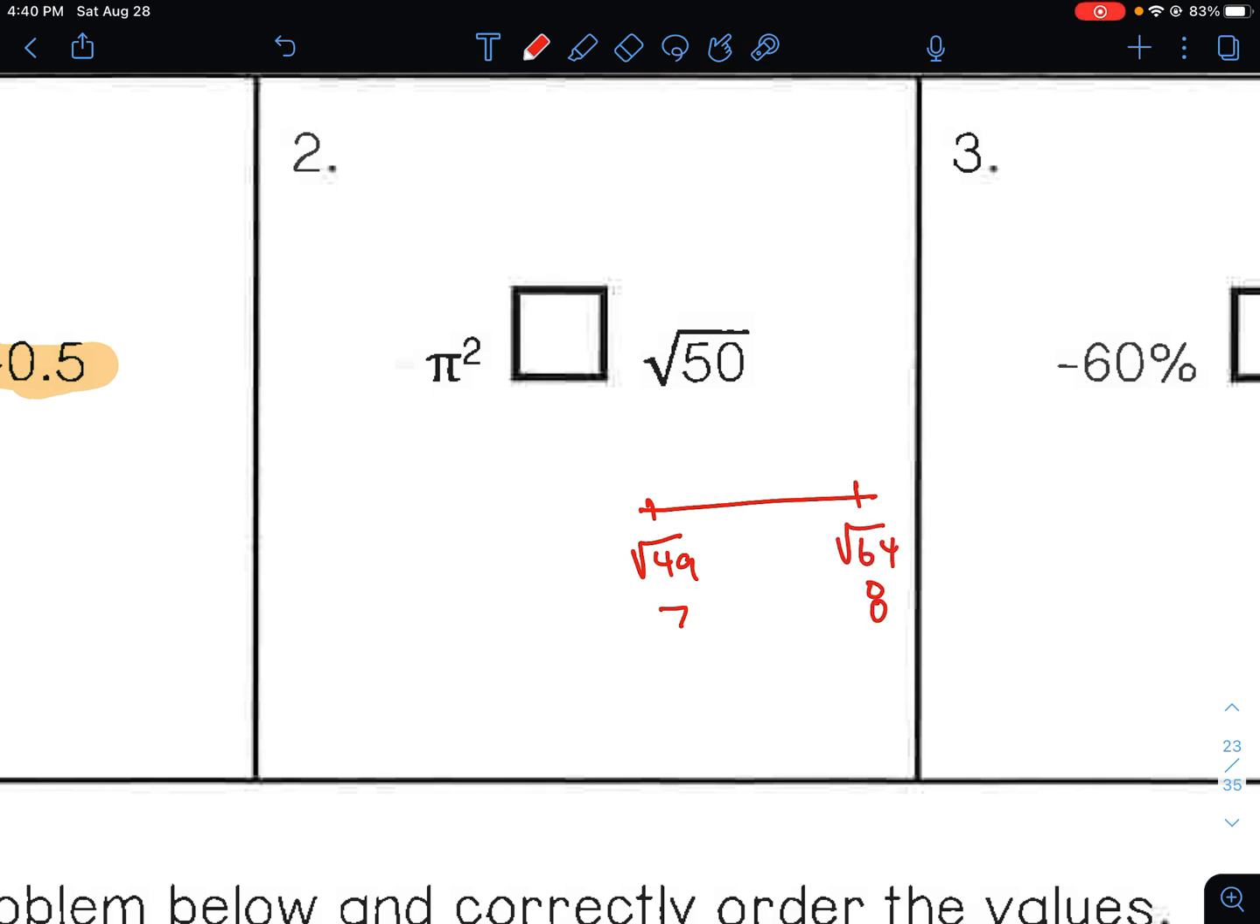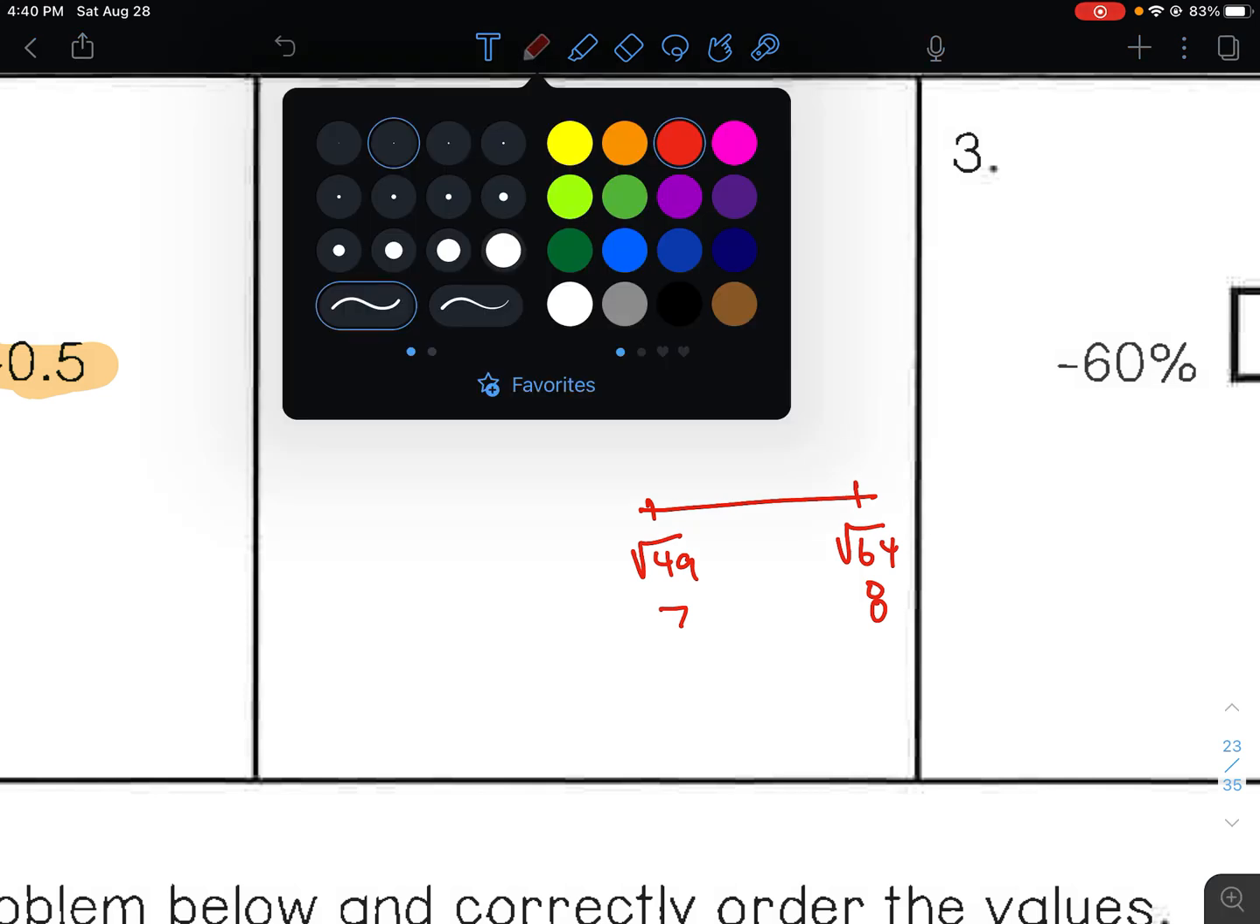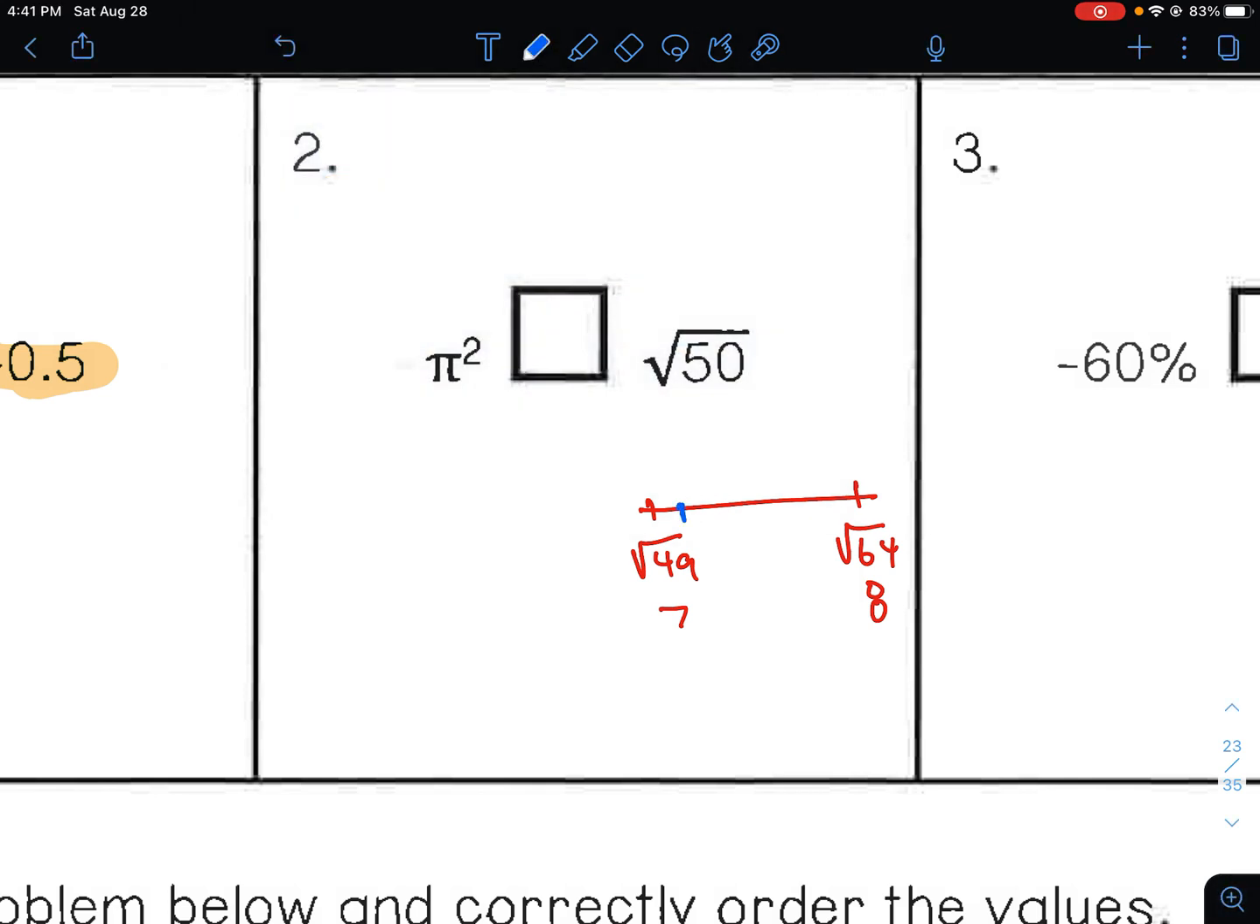So radical 50, if radical 49 is right here, radical 64 is over there, radical 50 is like right over here. And what actual number would that be? That'd probably be like 7.1 or 7.0 something, but 7.1 is pretty close. Pi squared, remember, pi is like 3.14, right? So it's 3.14 times 3.14, but do we really want to multiply all that craziness?